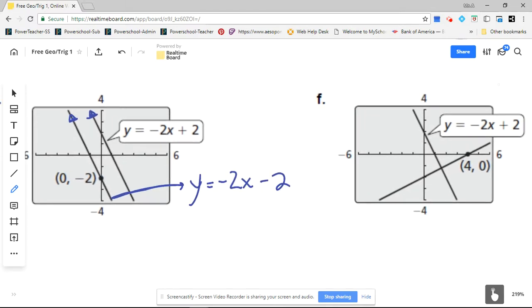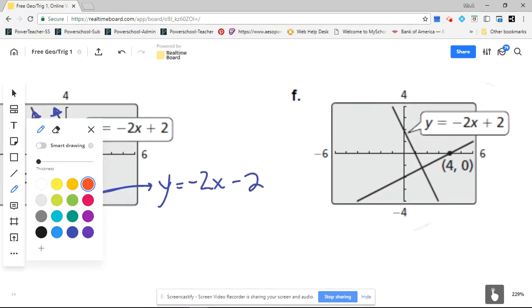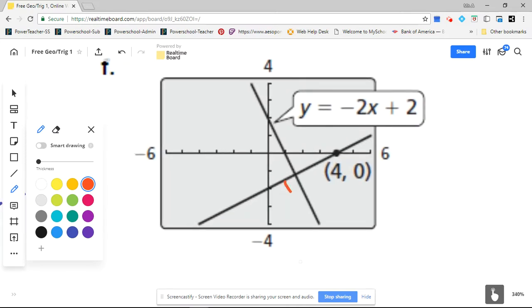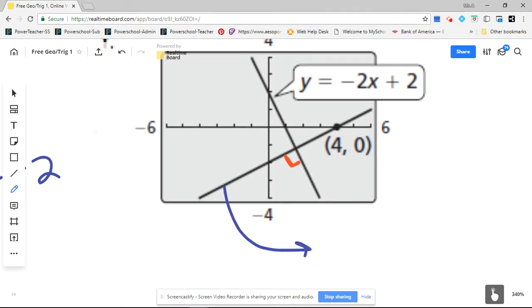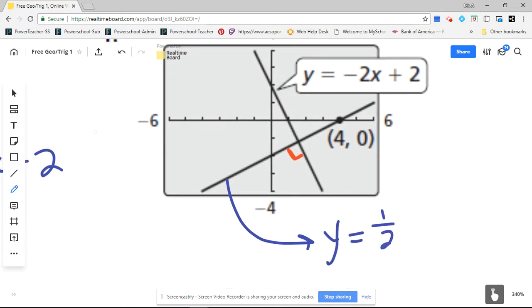And then letter F is going to be perpendicular because they do intersect. So we want to get the equation of this line down here. And we want a positive and a 1/2 x. Opposite sign and reciprocal if they're perpendicular. And our line touches down here at minus 2.